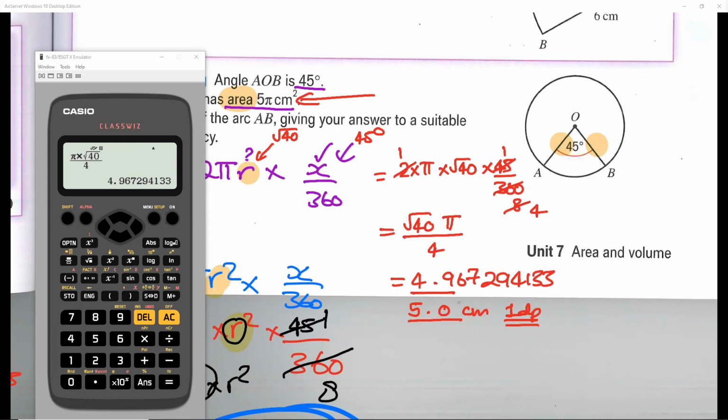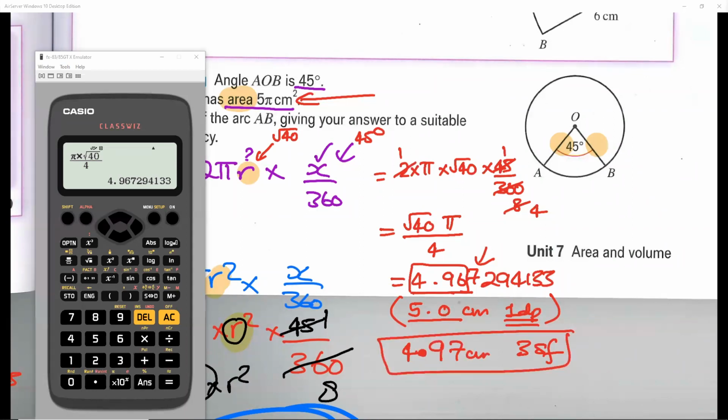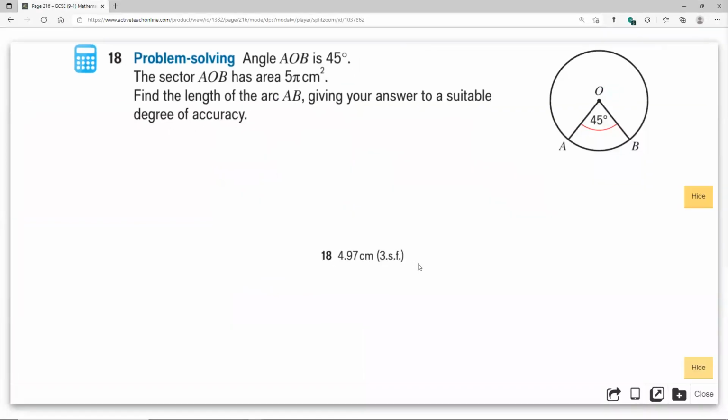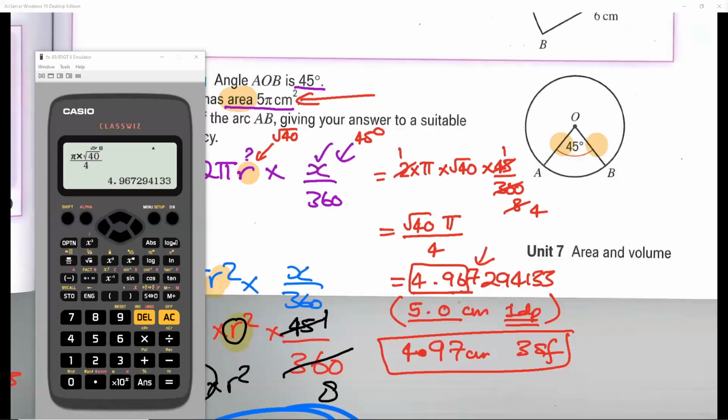Oh, they're giving it to 3 significant figures. Okay, so let's go back a bit. So they don't want 1 dp. So do it for me for 3 significant figures, please. Abdullah, 3SF. What will it be? 4.97. Sorted. So sorry about that, but that's the answer. If we look at their answer, they're giving 3SF, 4.97, which is the same as our answer, but we did it to 1 dp. They did it to a different degree of accuracy. Okay, lovely.